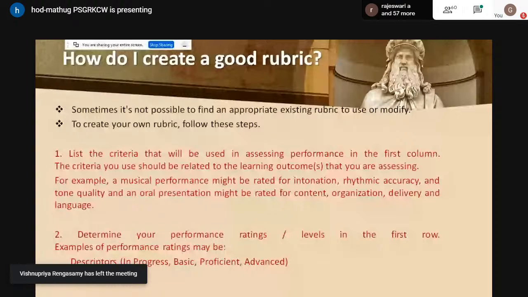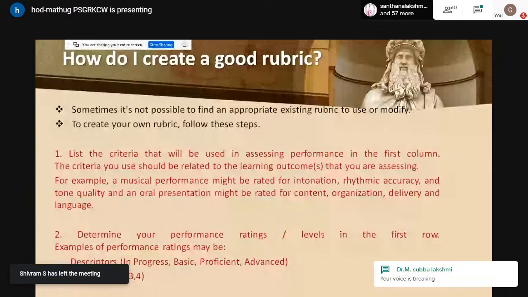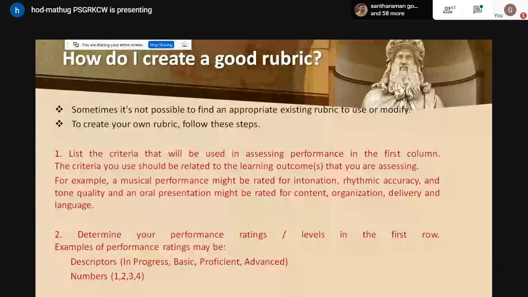It should bring out the inherent learning outcomes of the students. It must be a tool which will help us to identify whether the student has understood the learning outcomes or not.